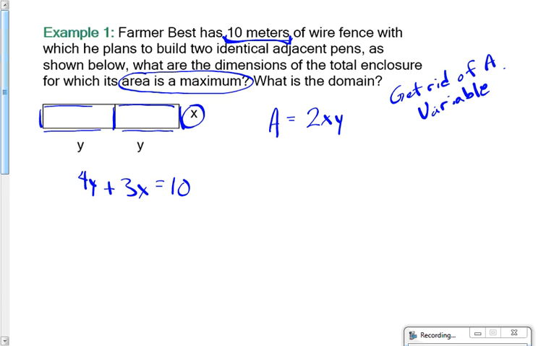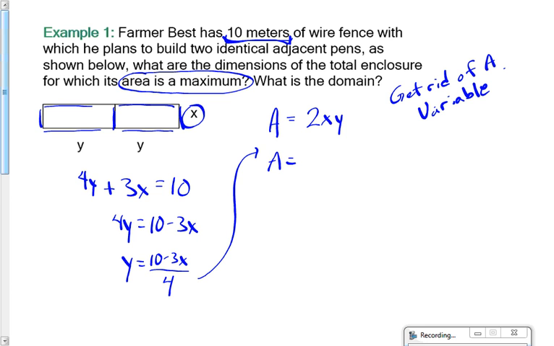We'll then go ahead. I like solving for y. I like x's better than y's. That's just the way it is. So we'll get 4y by itself. We'll divide by 4, and we'll get 10 minus 3x all divided by 4. And then that goes up into our area equation.